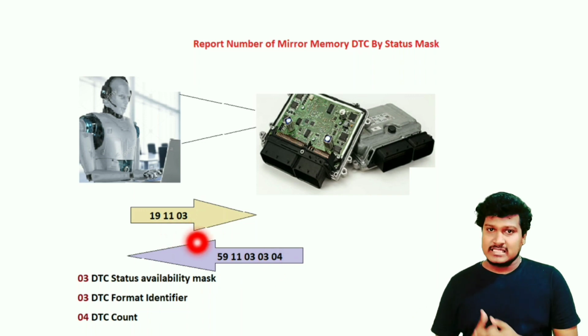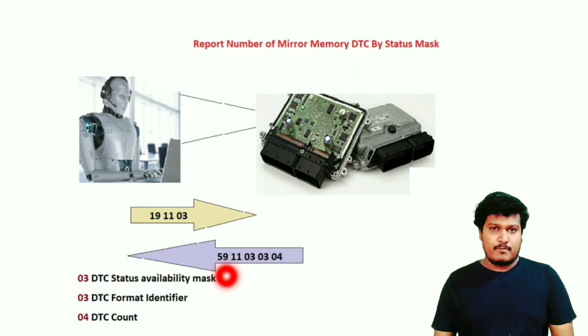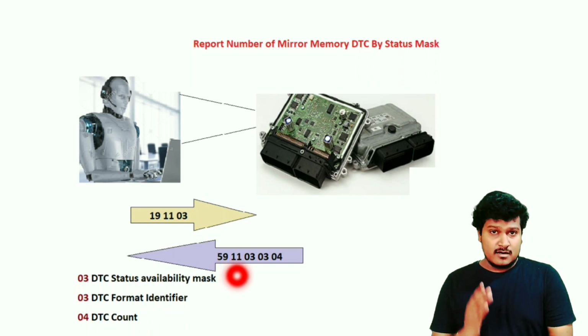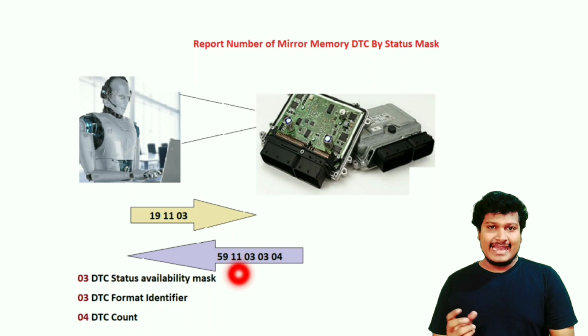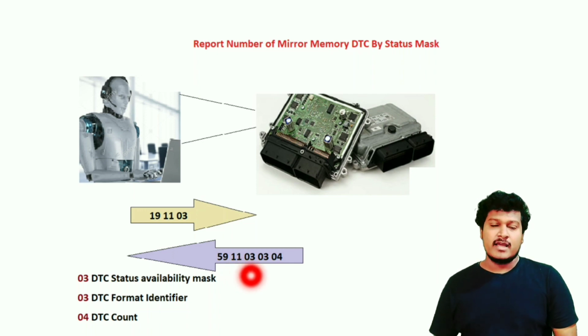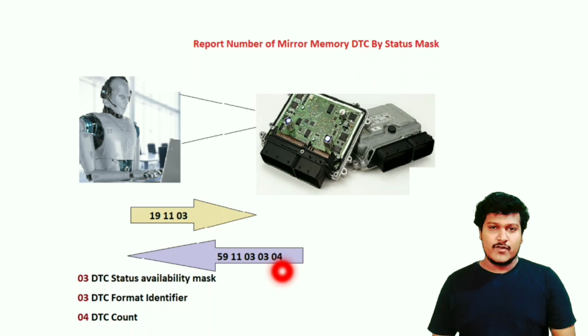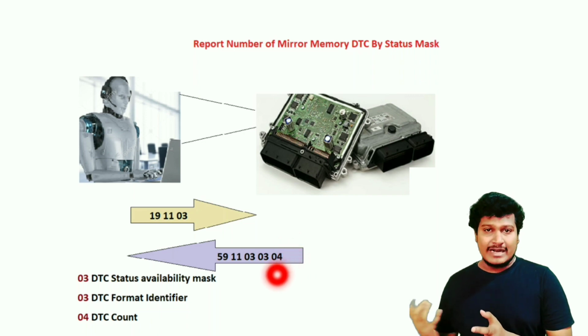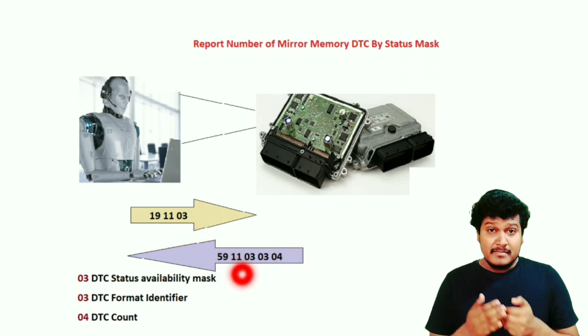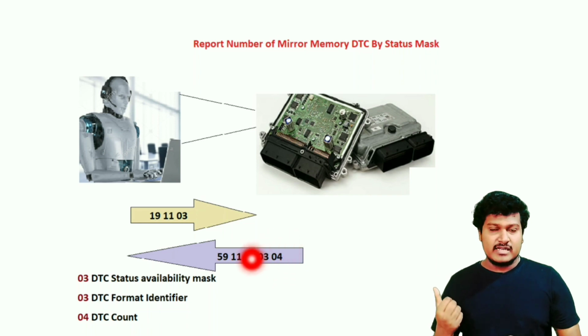The response we get is 59, that is the 40 added to the service, then 11, the subfunction, then 03, again the DTC status availability mask. Then 03 here is the DTC format identifier, and every DTC response has a format identifier. The final one is the count: totally 2 DTCs are present. The count may differ, 2 or 1 or 4 or whatever it is. So this subfunction is used to retrieve how many mirror memory DTCs are present. So this is one subfunction.